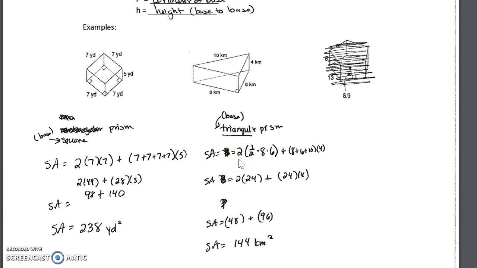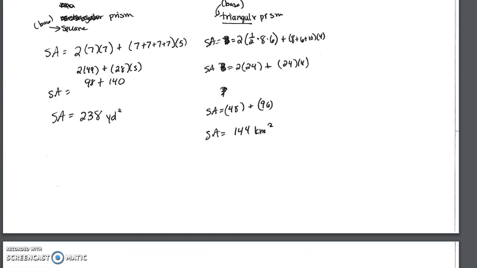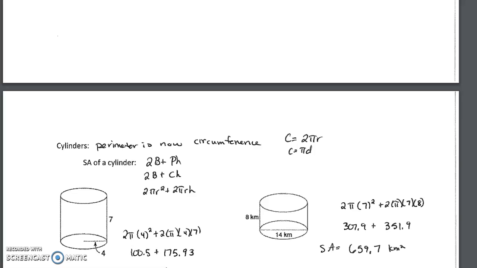So you've got 2 times 1/2 times 8 times 6, that's the area of your base. Perimeter, height of your object. 2 times 24, 24 times 4, 48, and 96 get you 144 kilometers squared. That's how you do the work for a prism. Okay? Go to your next page.